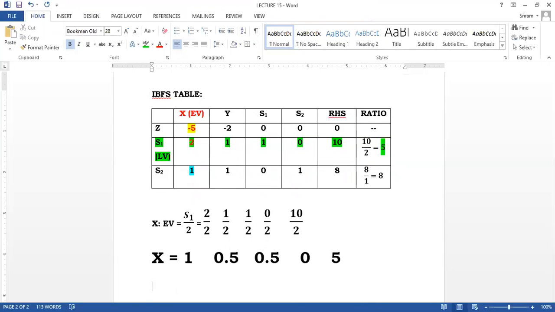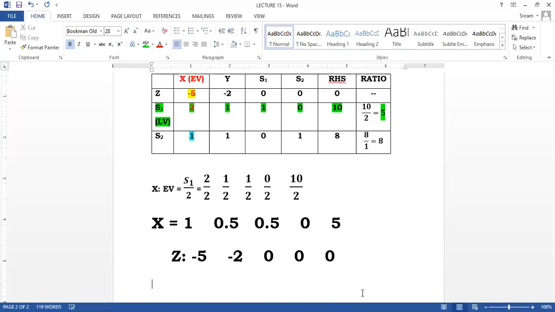Now using X, I am going to find the next two values. The next two values are Z and S1. To find Z, I am going to take the previous Z as it is. What is the previous Z here? I am having -5, -2, 0, 0, 0. I am going to take the previous value as it is.